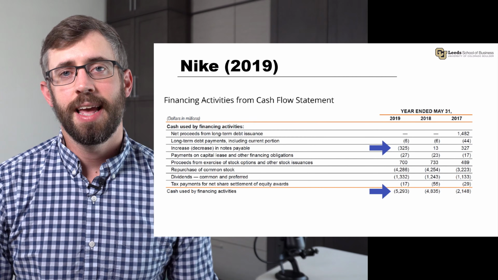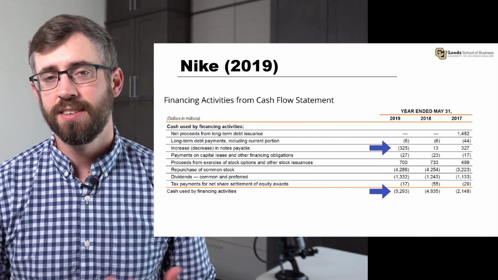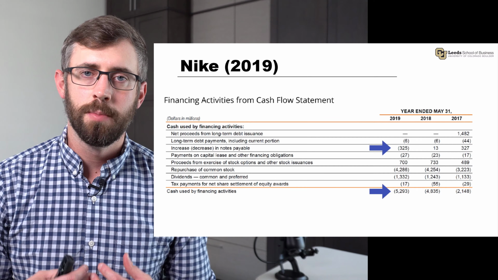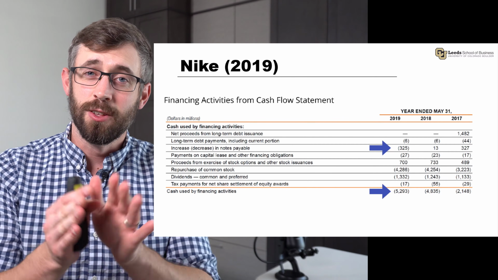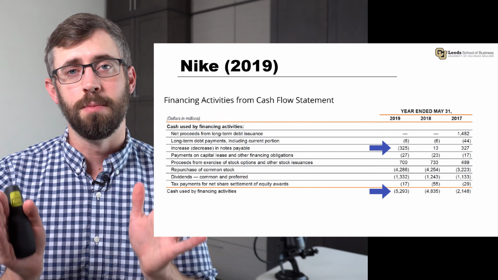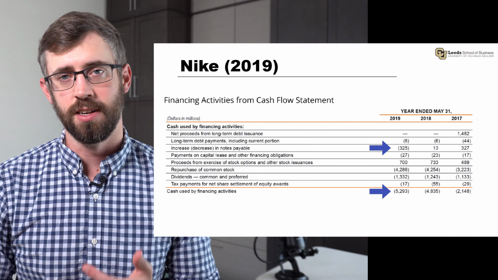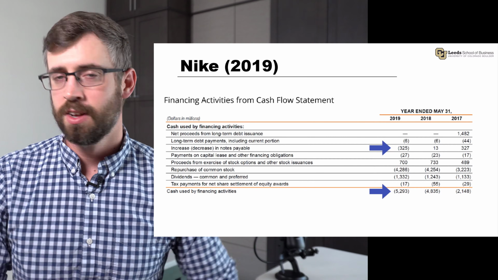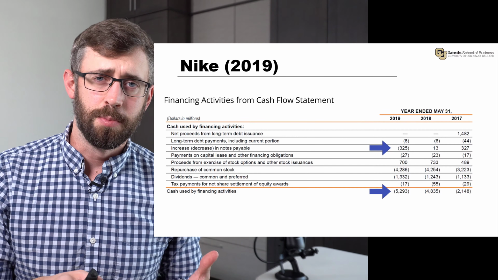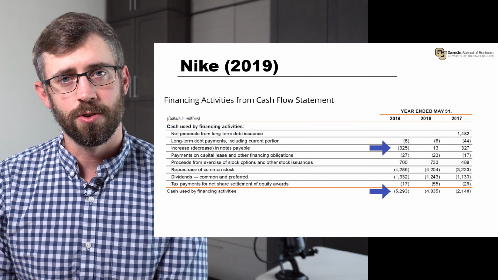So if we take a look at Nike's financing section here, we see these categories, right? We see them borrowing money, we see them paying money back. Again, those are split onto different lines in most cases, and we see them paying dividends and we see them repurchasing stock from shareholders. Both dividends and stock repurchases are just returning cash to your shareholders.